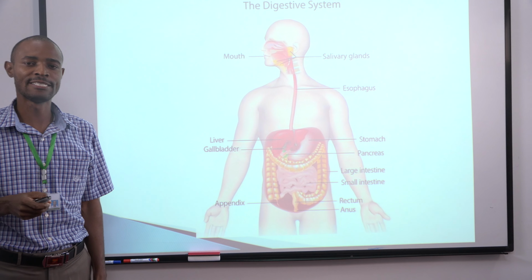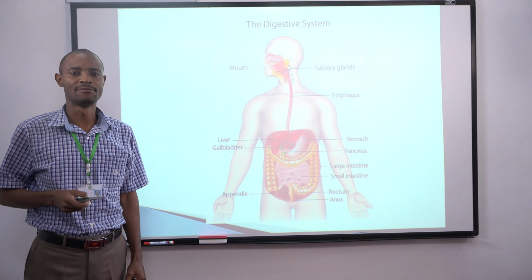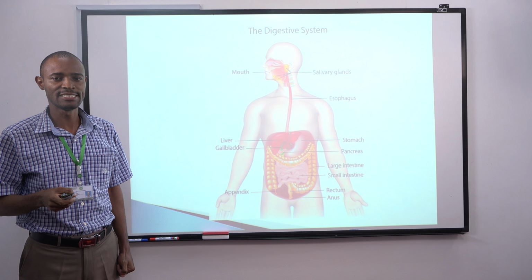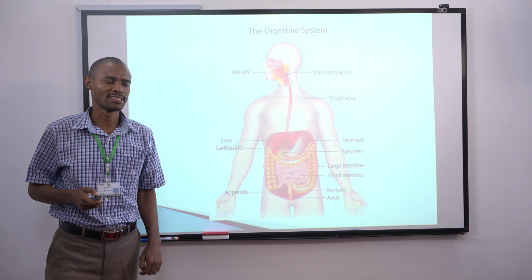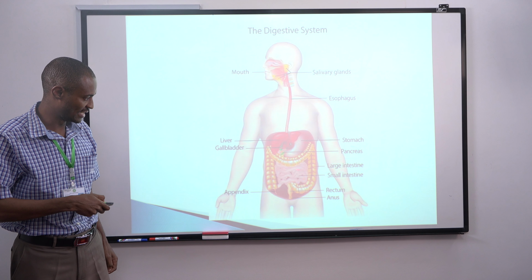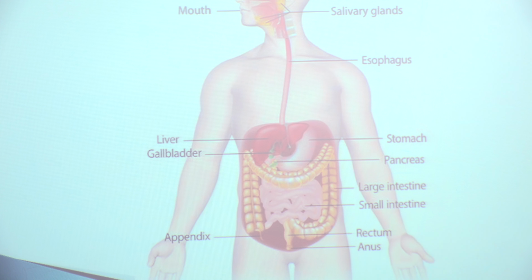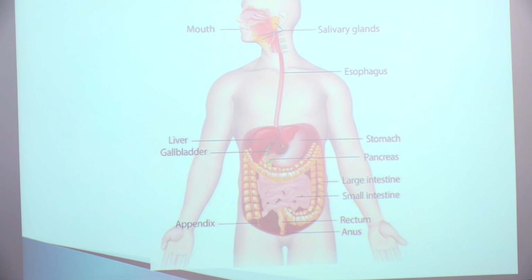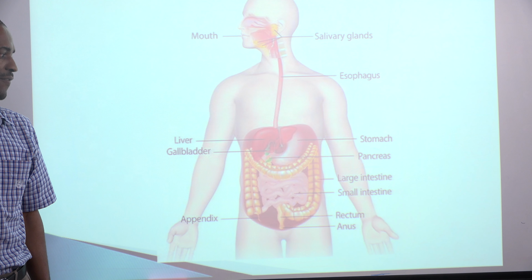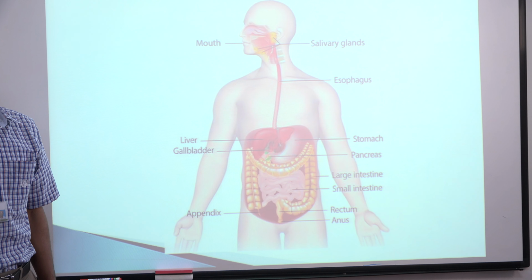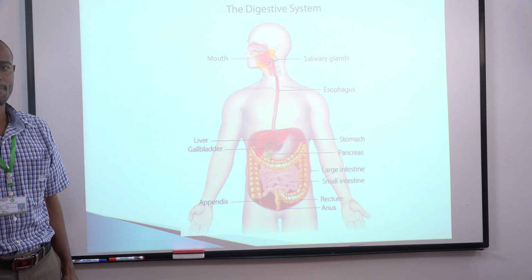Once the food is digested, it is then absorbed in the small intestine through finger-like structures called villi. From there, the food moves to the large intestine, whereby we have absorption of water and mineral salts.